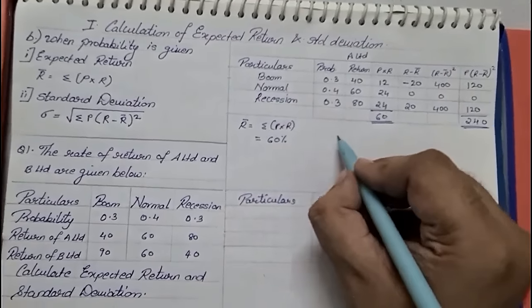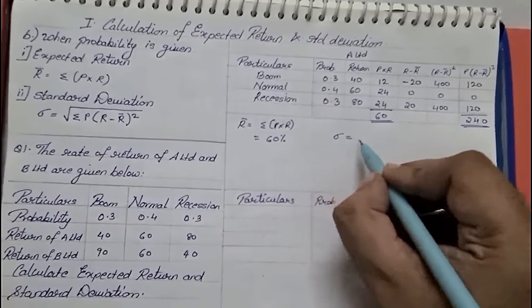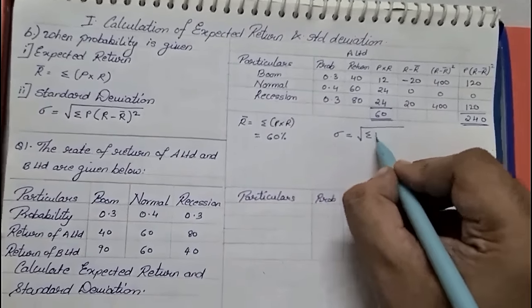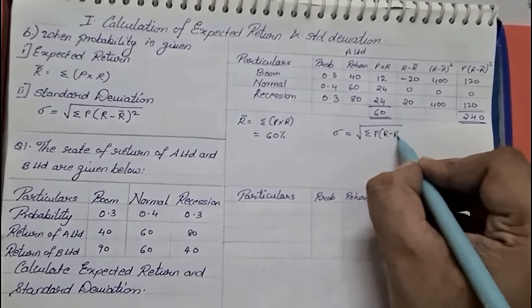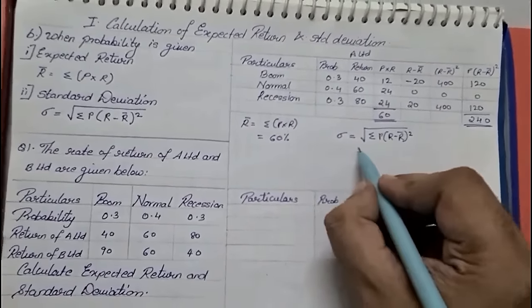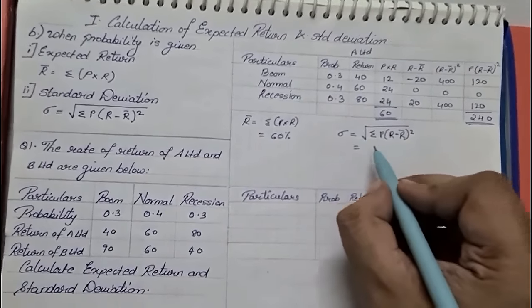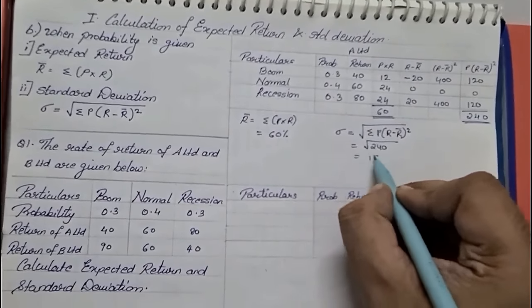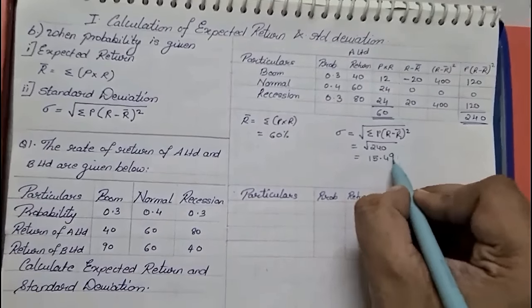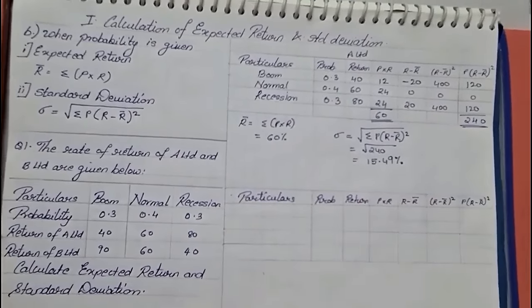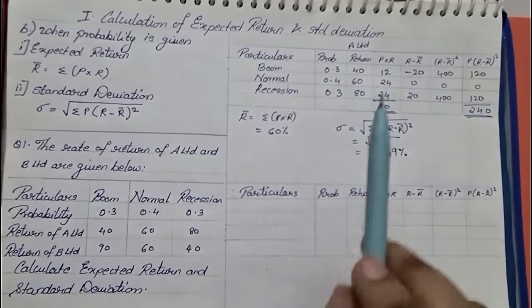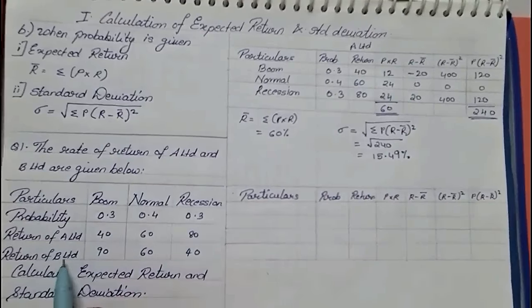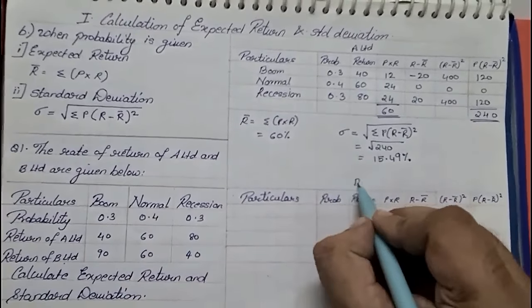So now finally we need to apply into the formula of standard deviation, which is nothing but the root of summation of P into R minus R bar the whole square. So that will be the root of 240, which comes to 15.49%. This is how we had to solve for A limited. Now similarly we'll go for the next one, that is B limited.